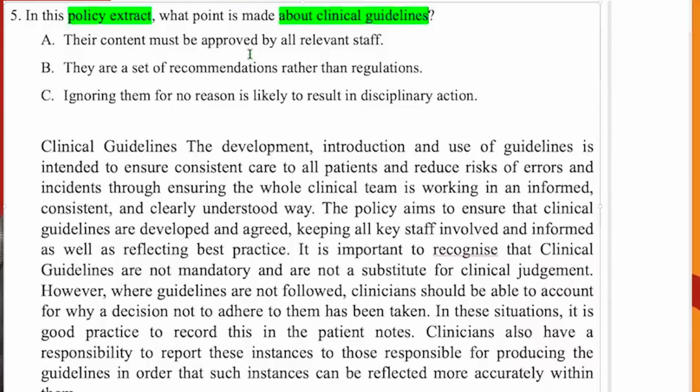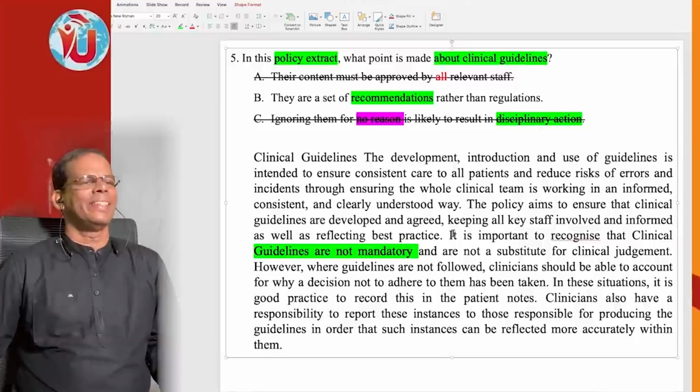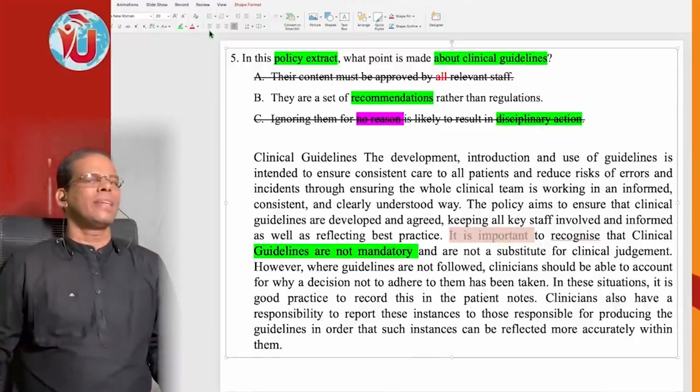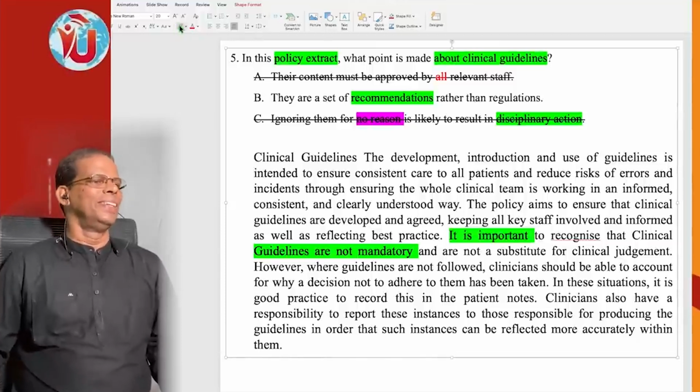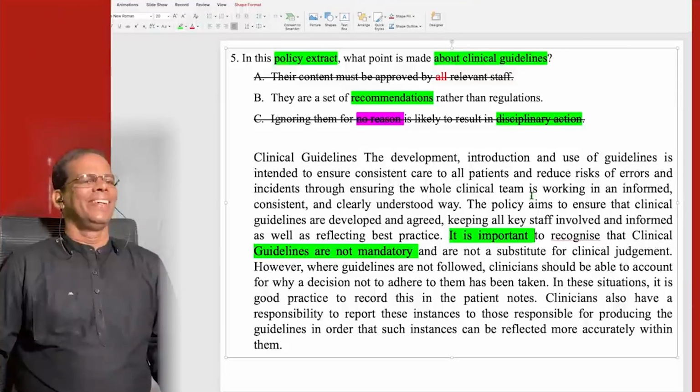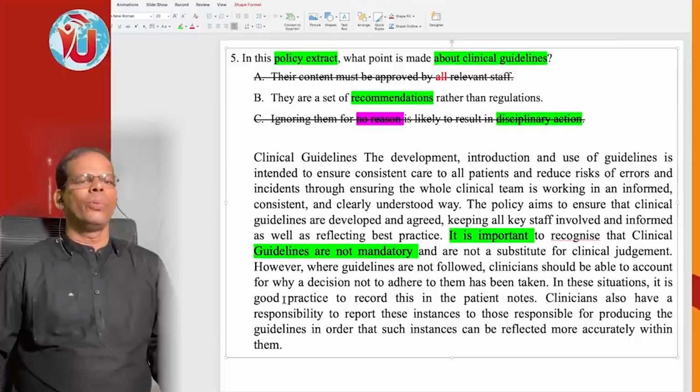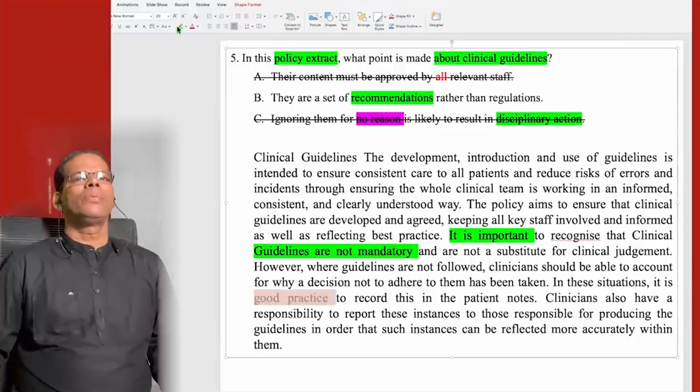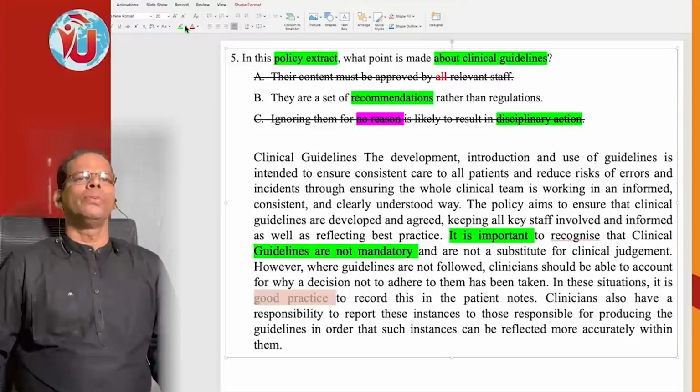It's important to recognize that clinical guidelines are not mandatory. Not mandatory means will there be punishment? No. If it is not mandatory, no punishments, no disciplinary action. Whenever expressions like "it is important" or "it is significant" are there, definitely beware of that. Their answer will be somewhere around. And it also says good practice. Good practice means it's good to do, not mandatory.